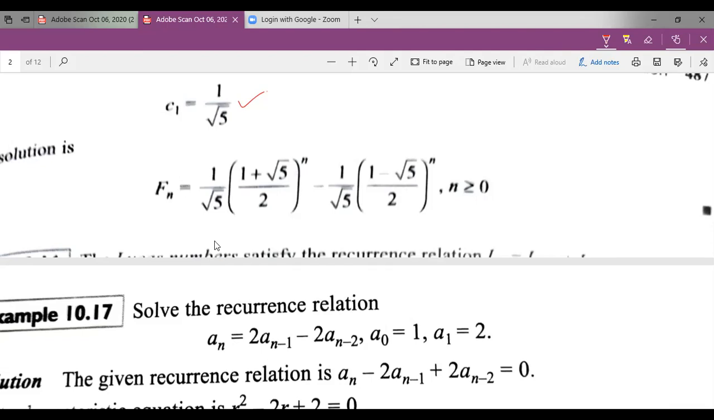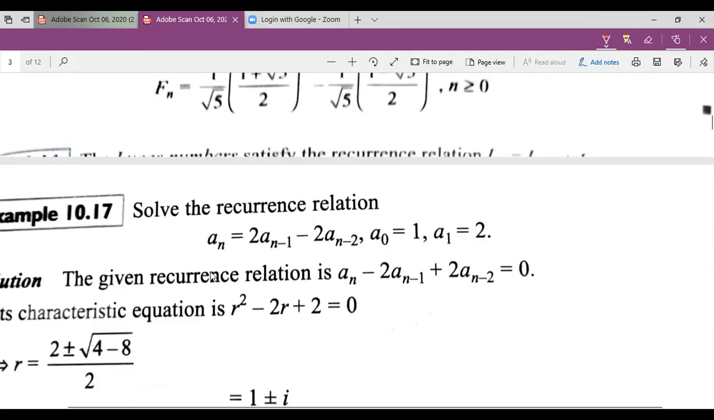Okay, next another problem. Solve the recurrence relation an is equal to 2an minus 1 minus 2an minus 2, with initial conditions a0 is equal to 1 and a1 is equal to 2.